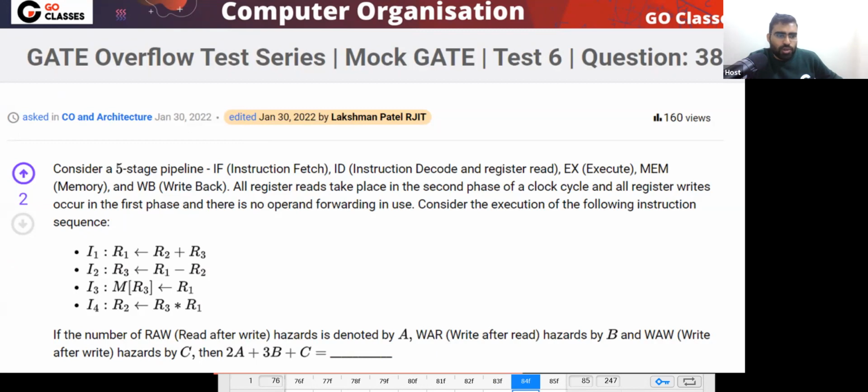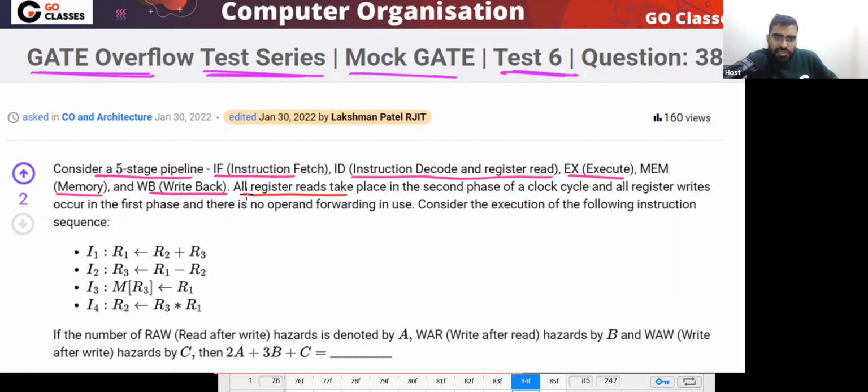So this is a beautiful question, very beautiful question from the GATE Overflow test series. Why this is beautiful, you will see. This is from GATE Overflow test series Mock Test 6, question number 38. The details are given to you. Consider a 5-stage pipeline: instruction fetch, instruction decode and register read, execute, memory and write back. All register reads take place in the second phase of the clock cycle. All register writes occur in the first phase of the clock cycle, and there is no operand forwarding.